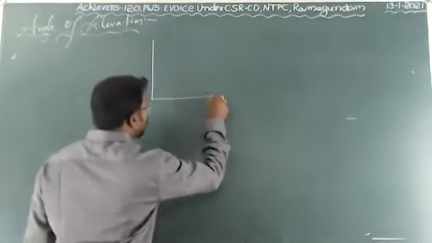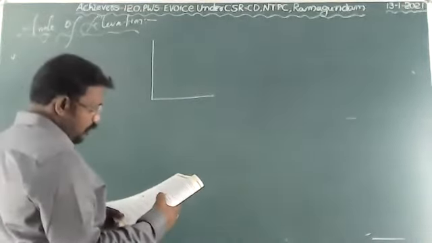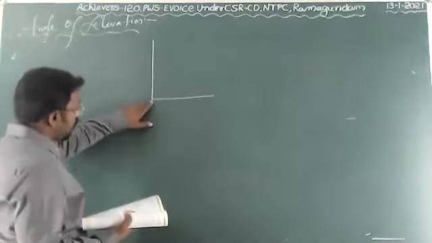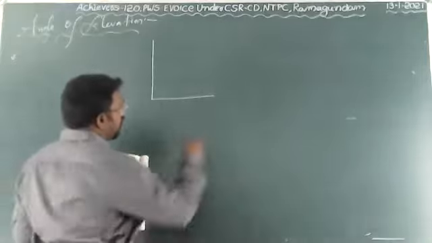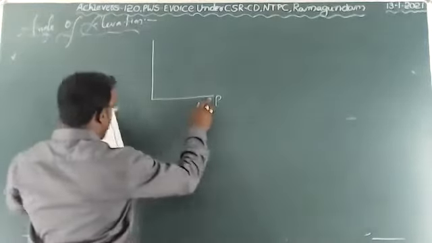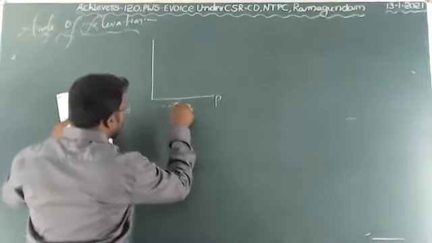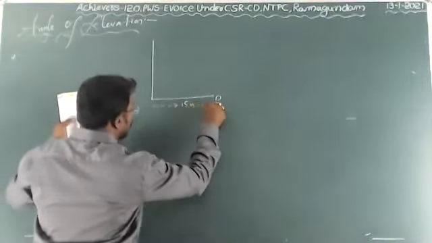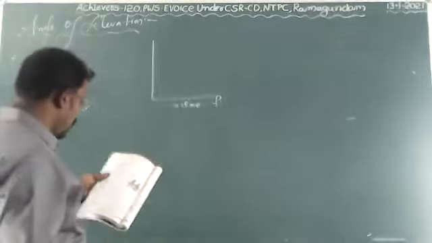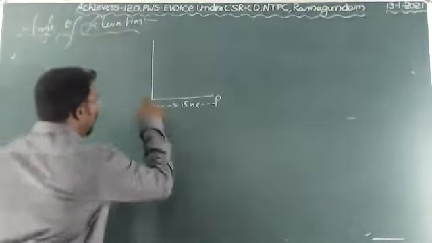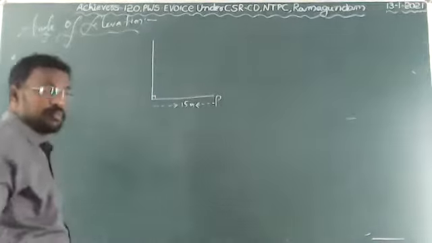From a point which is 15 meters away from the foot of the tower, this is the point. Let us take this point as P. Which is 15 meters away from the foot of the tower. This is the height, and it is 90 degrees, vertical.